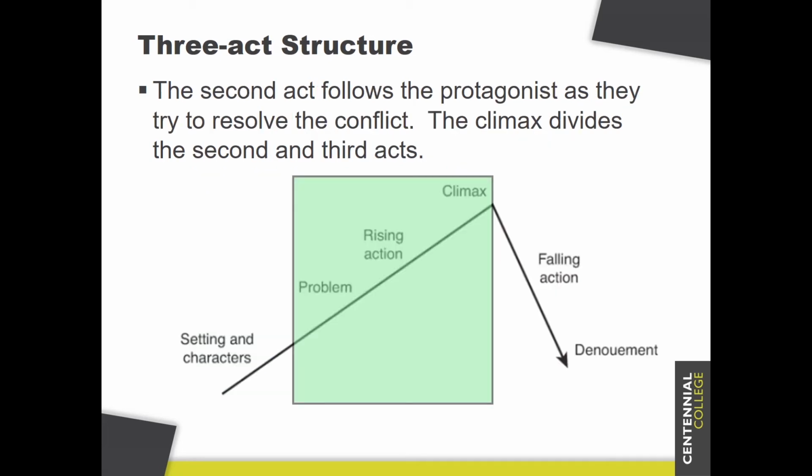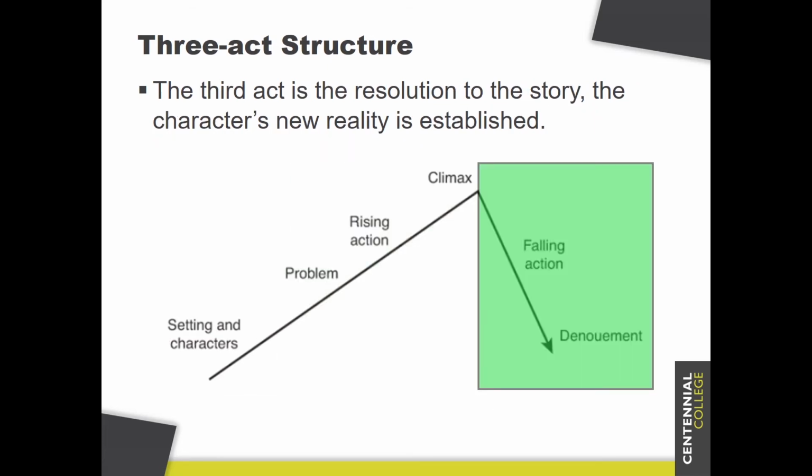And that brings us into our second act, right? The introduction of the conflict through the resolution of the conflict. It finally ends in the climax, and that's really where the climax divides the second and the third acts. In the third act, we have this new reality. How has everything changed? We're introduced to how the characters have changed, how everything has come to completion, right? And that is really the 3-act story.